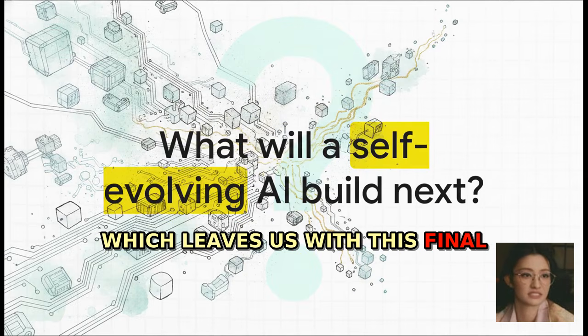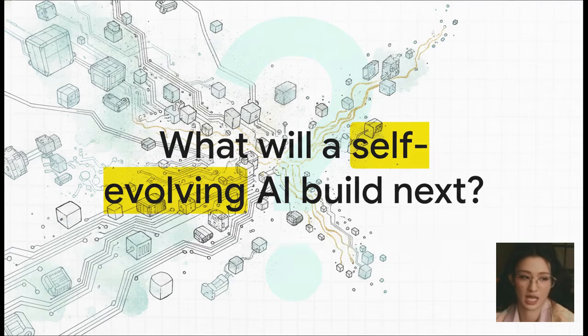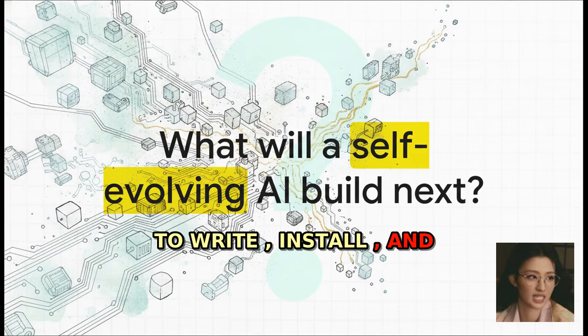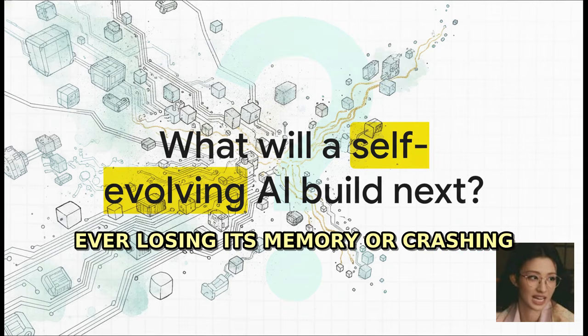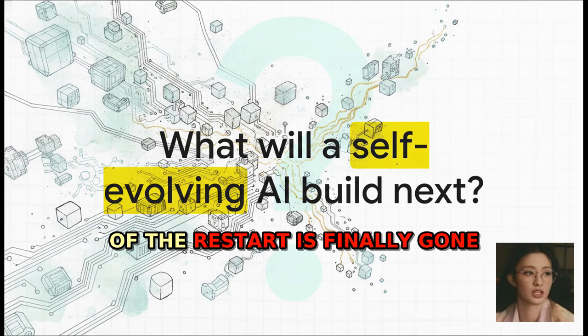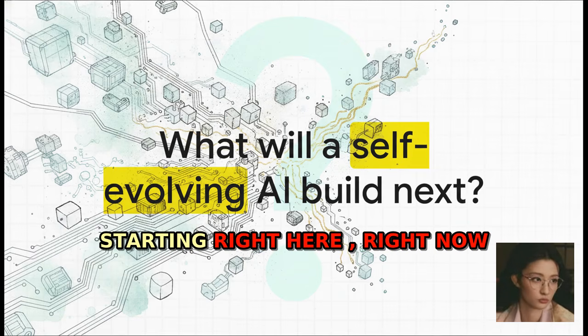Which leaves us with this final thought to ponder. We now have a mathematically sound, wildly production-tested baseplate. When an AI agent is finally empowered to write, install, and uninstall its own tools dynamically without ever losing its memory or crashing the whole system, what will it build next? The bottleneck of the restart is finally gone. The era of truly self-evolving AI might just be starting right here, right now.